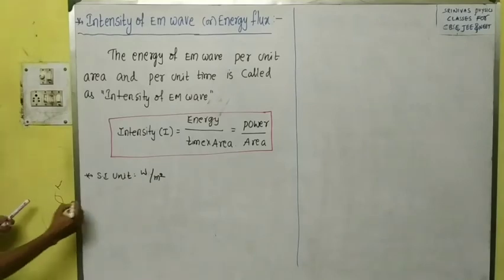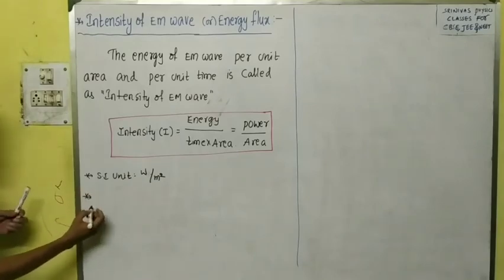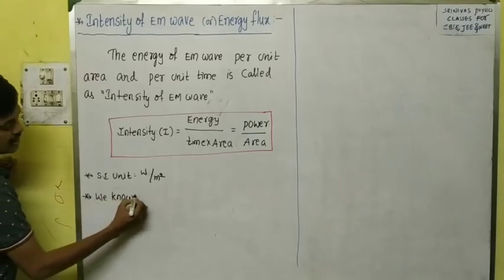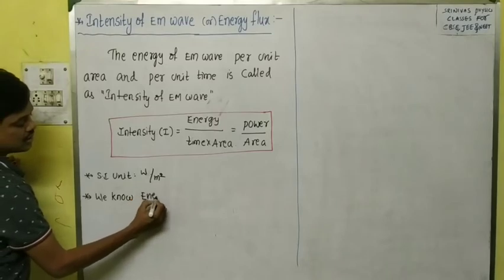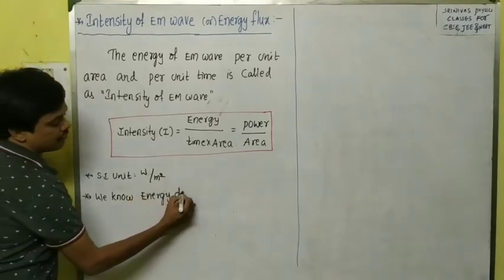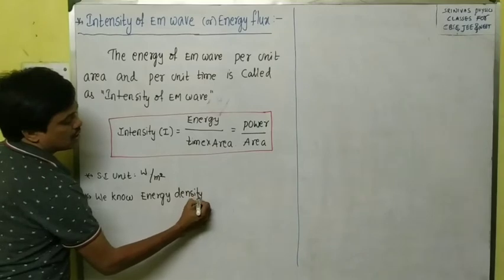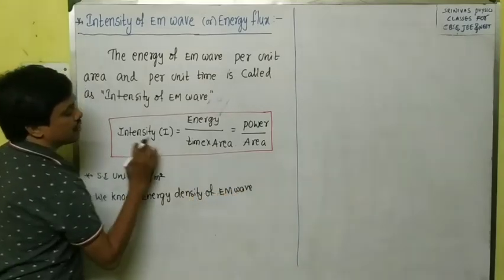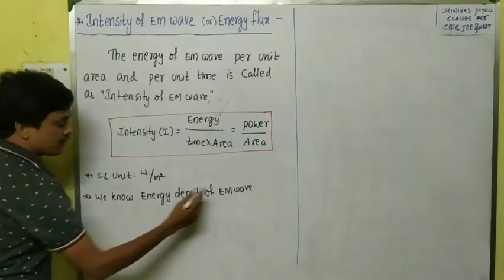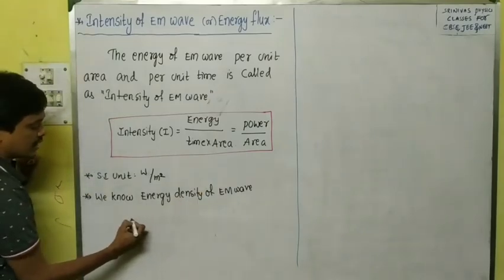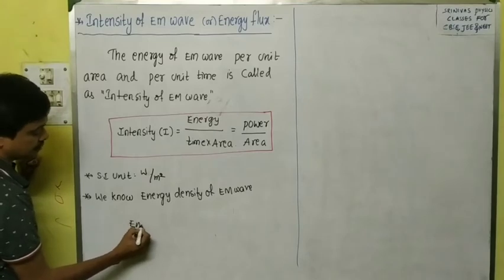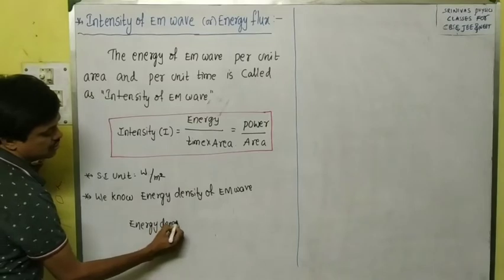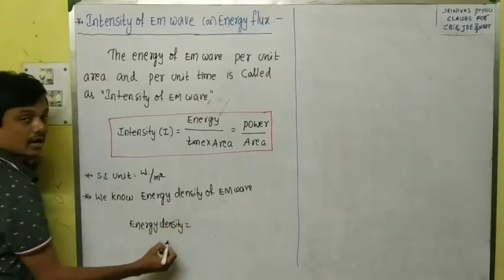Okay, I am going to derive the formula for the intensity of EM wave. We know the energy density of EM wave. Yes, energy density of EM wave we know. What is energy density of EM wave? I want the intensity of EM wave here, but I know energy density of EM wave. What is energy density? Energy density is equal to energy by volume.